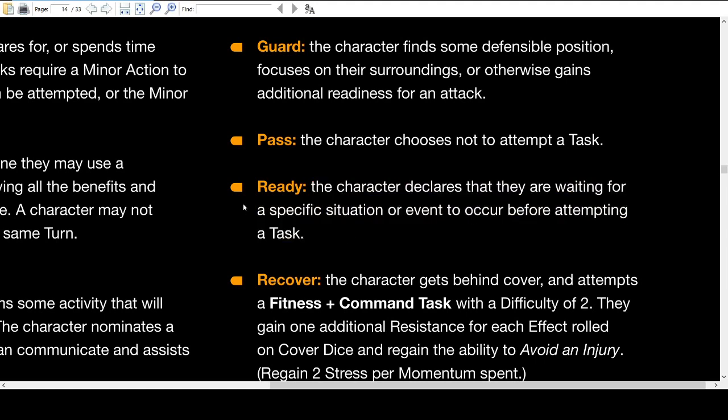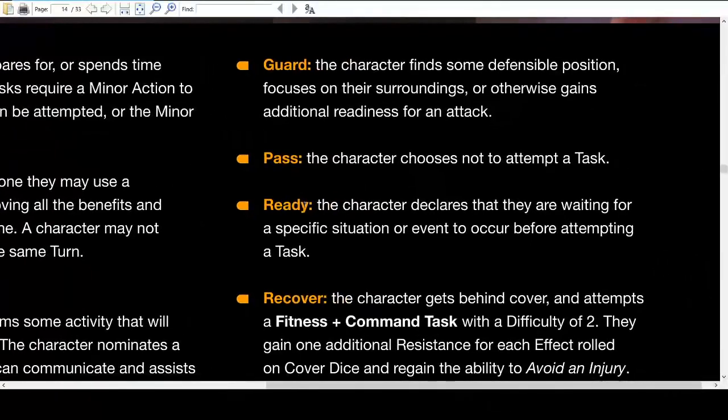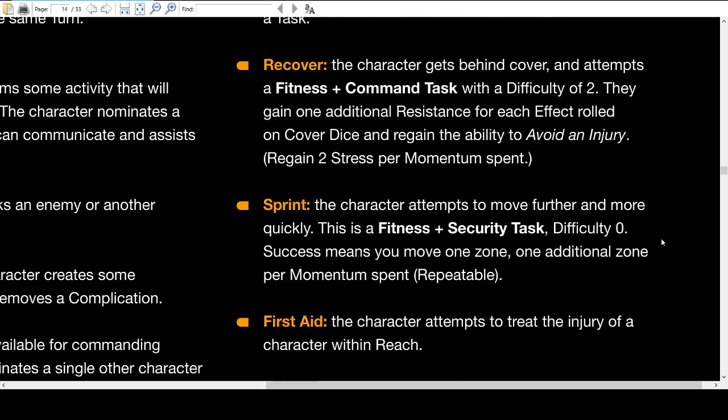I'm also curious if this is something that has to be related to the minor action of prepare, in the sense that this could potentially be a requirement or a combo with the prepare minor action, in that one character has to finish preparing before the other character can initiate the task that has to be done. Yeah, so that's one way I can look at it, but again, I have my concerns about ready action mechanics in any game. Okay, moving on, we have recover.